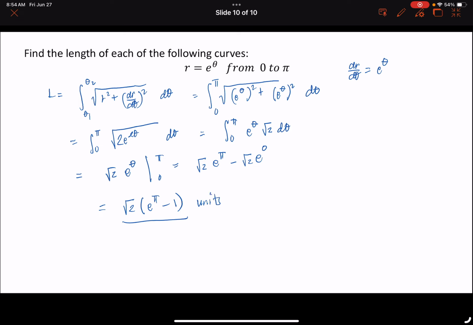So the length of an arc is a straightforward way of solving for the length. It is a direct way of solving for the length by applying the formula. I hope that you have learned something for today.